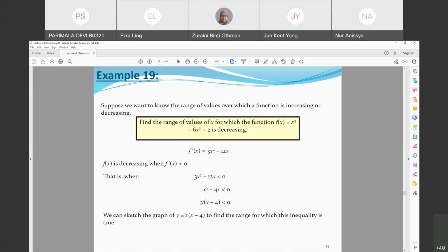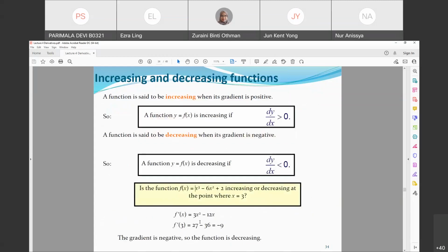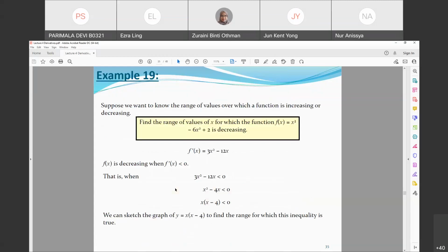And this is the example. Kita nak tahu range dia. Dekat range mana dia decrease? Yang tadi kita tahu dia satu titik saja. But kita nak tahu daripada titik berapa ke titik berapa dia decrease. Okay, so now we know it by using this.